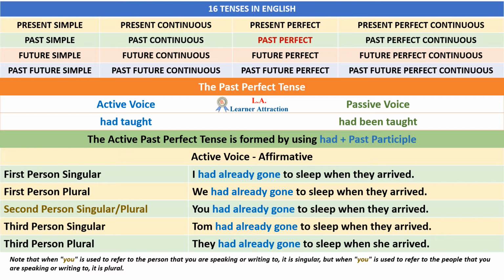Second person singular or plural. You had already gone to sleep when they arrived. Third person singular. Tom had already gone to sleep when they arrived. Third person plural. They had already gone to sleep when she arrived. Note that when you is used to refer to the person that you are speaking or writing to, it is singular, but when you is used to refer to the people that you are speaking or writing to, it is plural.